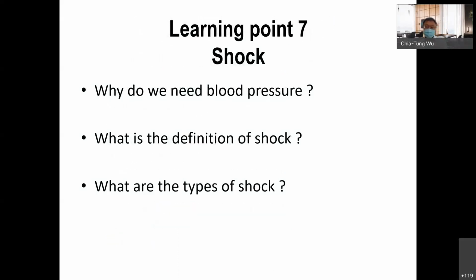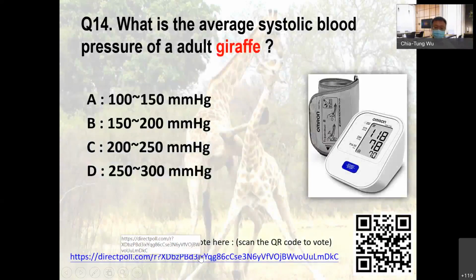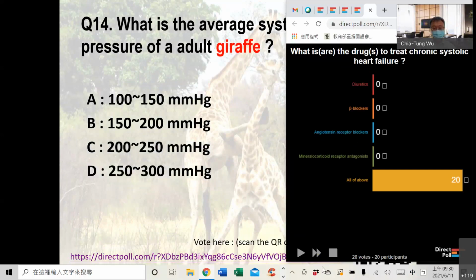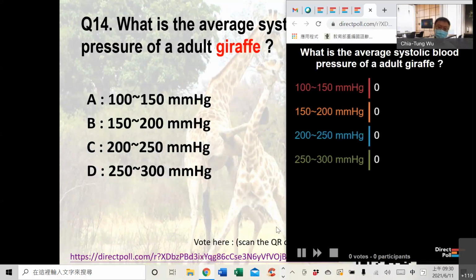In this part, the learning points include: why do we need blood pressure? What is the definition of shock? And what are the types of shock? Interesting question. What is the average systolic blood pressure of an adult giraffe? Please guess. 150, 200, 250, 300.